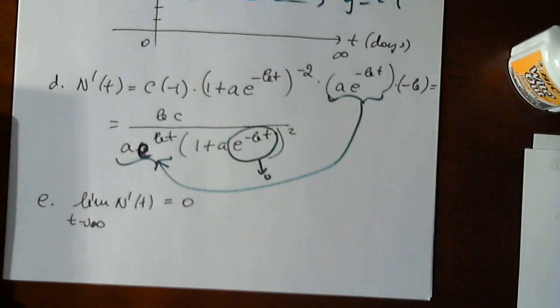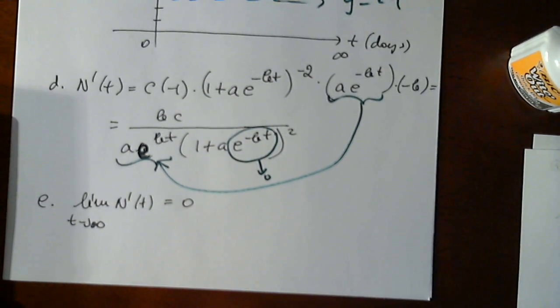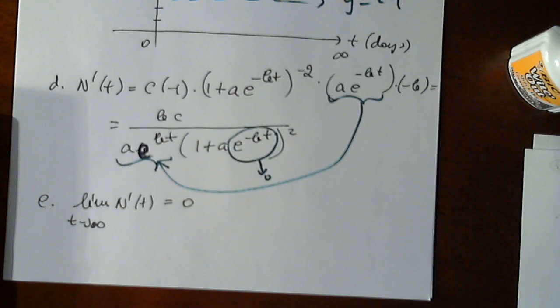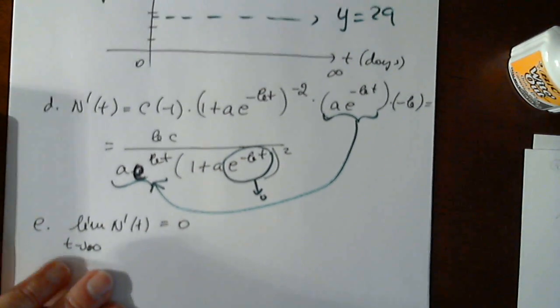And explain its meaning. As time goes by, this number of days increases without bound. The limit of the rate of change is 0. Nothing will happen after a certain amount of time. Everybody has heard it. So there is no rate of change. The limit of the rate of change is 0.